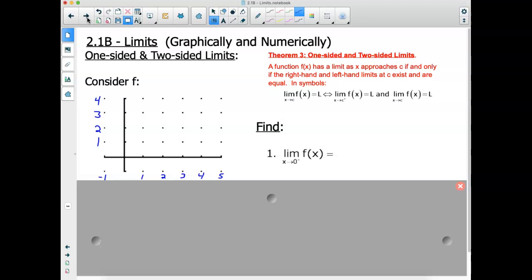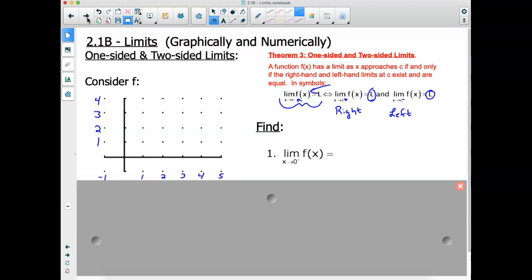A function f of x has a limit as x approaches c if and only if the right-hand and the left-hand limits exist at c and are equal. In symbols, it means this. The two-sided limit, the limit as x approaches c of f of x, and notice there's not a little superscript above c here, is L. That implies the limit as x approaches c from the right, with the little plus, is L, and the left-handed limit, with the little minus, is L. Because I'm approaching the same value L from the right as I am from the left, the two-sided limit exists.